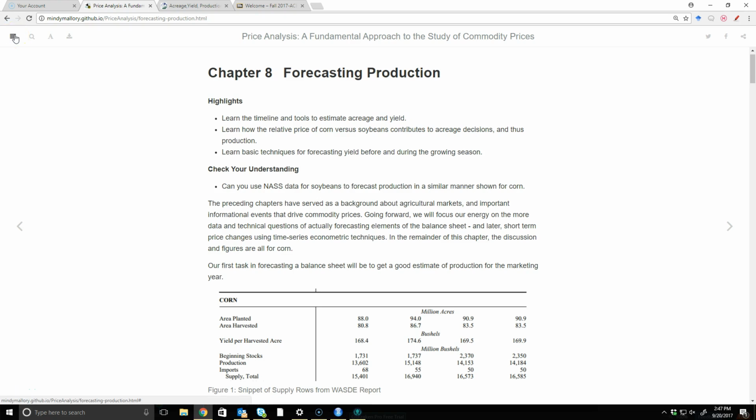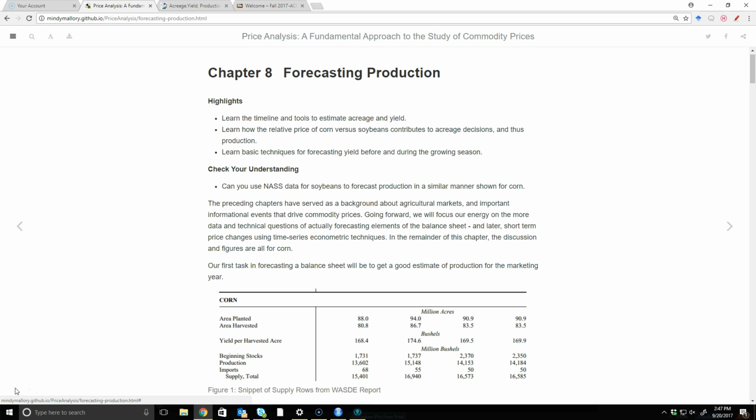In this video, we're continuing Chapter 8 of Price Analysis, a fundamental approach to the study of commodity prices. So we just finished talking about how you might go about making expectations about forecasting planted acres. But if you notice in Figure 1, when we're calculating the yield, we should be forecasting the yield per harvested acre, not yield per planted acre.